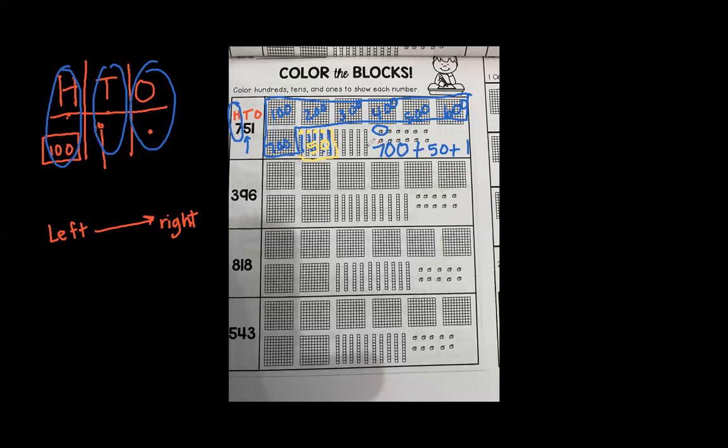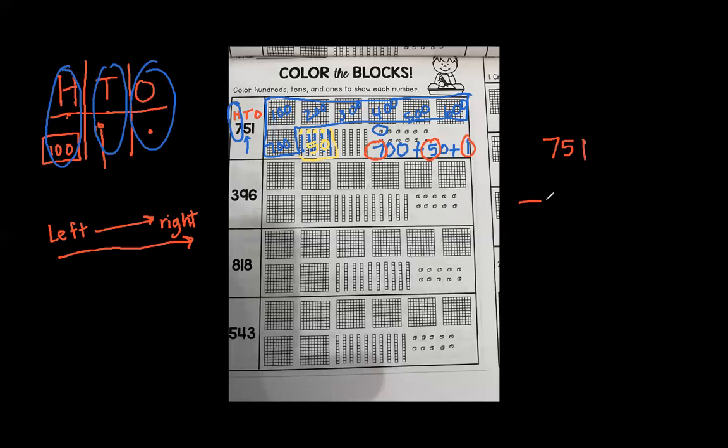If we were to write this number in standard form, we would take the first digit, reading left to right. So the first digit is 7 from 700. The first digit of 50 is 5. And the first digit of 1 is 1. 751.